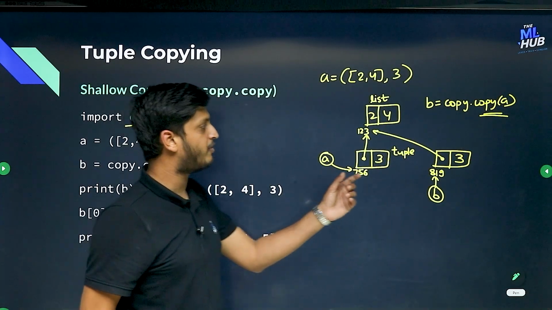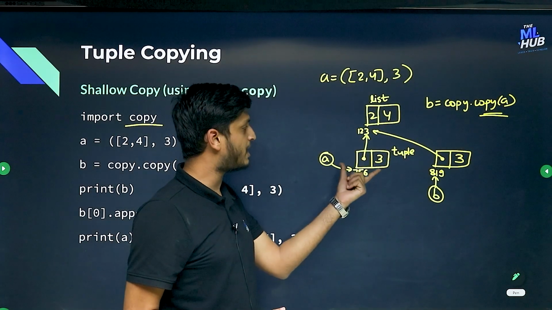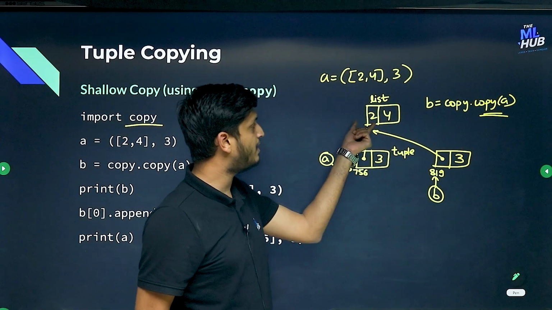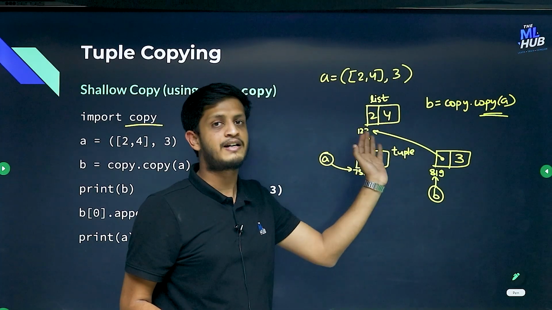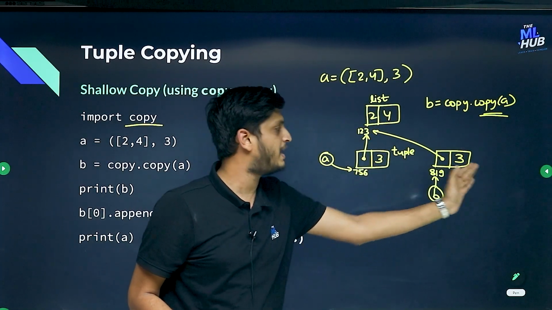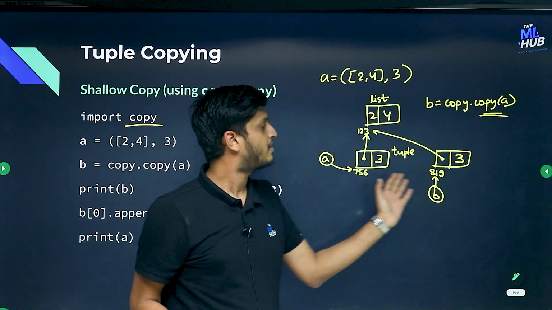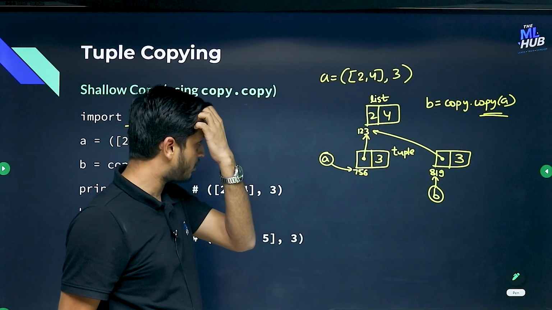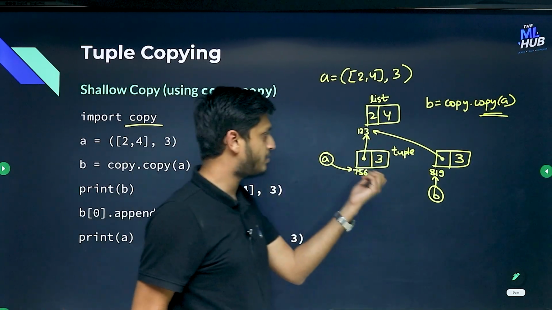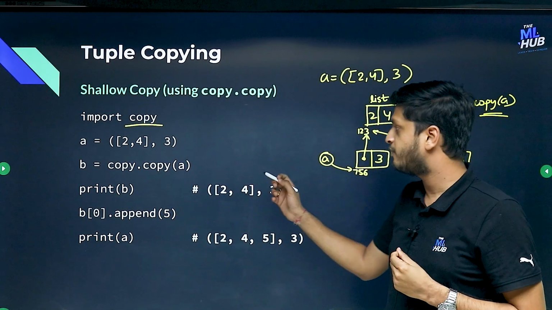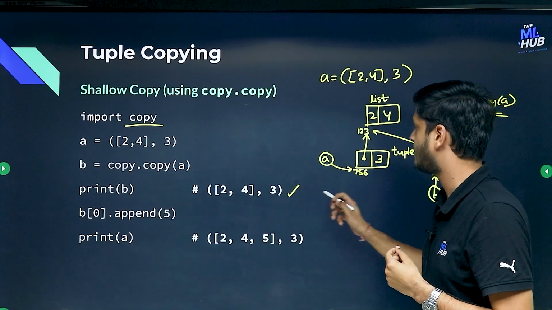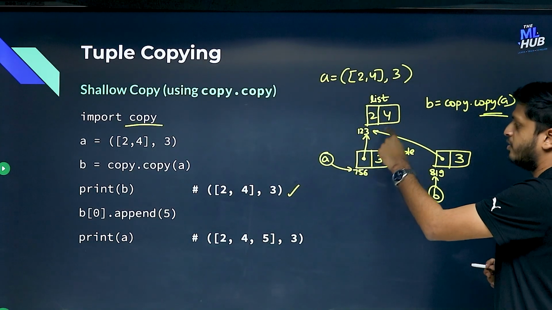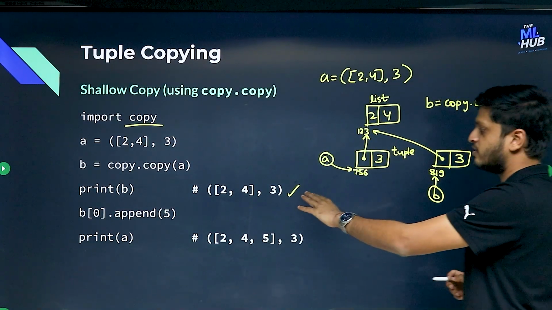So if you just use the copy function, a shallow copy is created, which means the outer tuple is copied, but the inner list or inner tuple, if there is any, is not copied. That reference is copied as it is. This is the concept of shallow copy. Now if you print B, you will get the same: the first element is the list 2, 4 and the second element is 3. So this is the output.